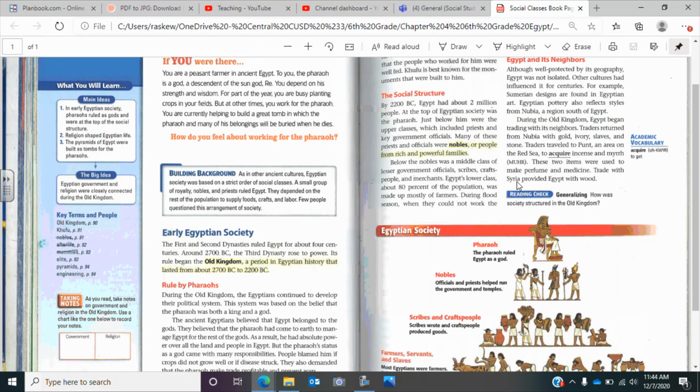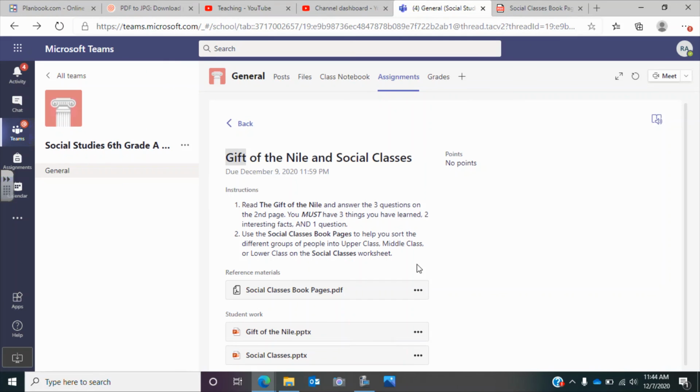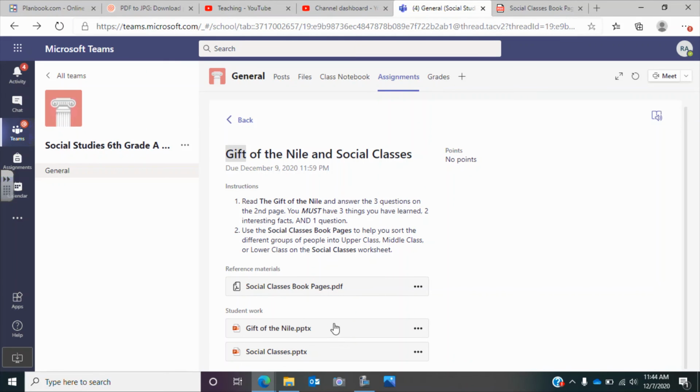So you're going to now use this information to help you complete the sorting activity on social classes. Again, once you get both the Gift of the Nile filled out and these social classes, you'll click turn it in. If you have any questions, send me an email, send me a chat through Teams, or send me a message on Remind.